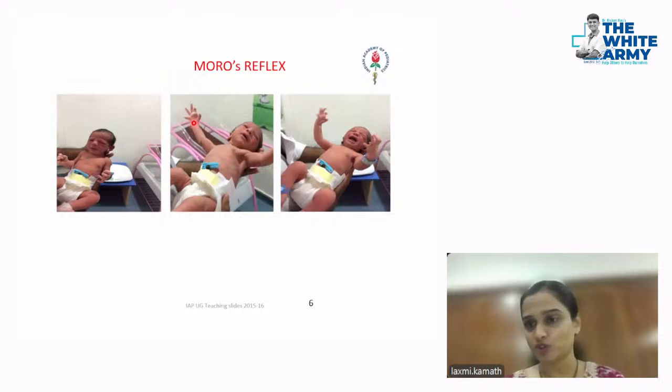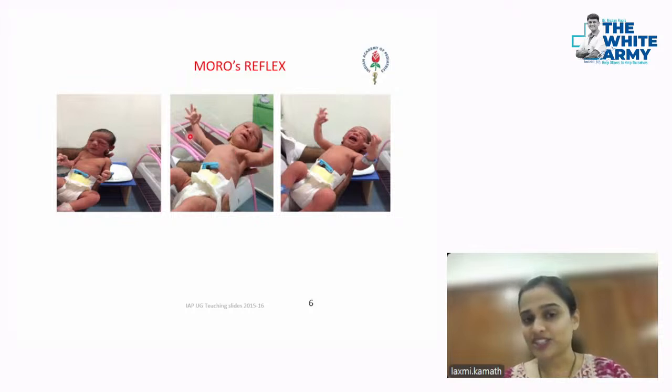Next is the Moro reflex. The Moro reflex is the favorite question of all the examiners. They always ask what the 5 components of the Moro reflex are and how you elicit it. One way of eliciting it is to take the head of the child on your palm and cause a 30 degree drop. Just drop the head of the child by 30 degrees, following which you see abduction and extension of the arms, followed by opening of the hands.